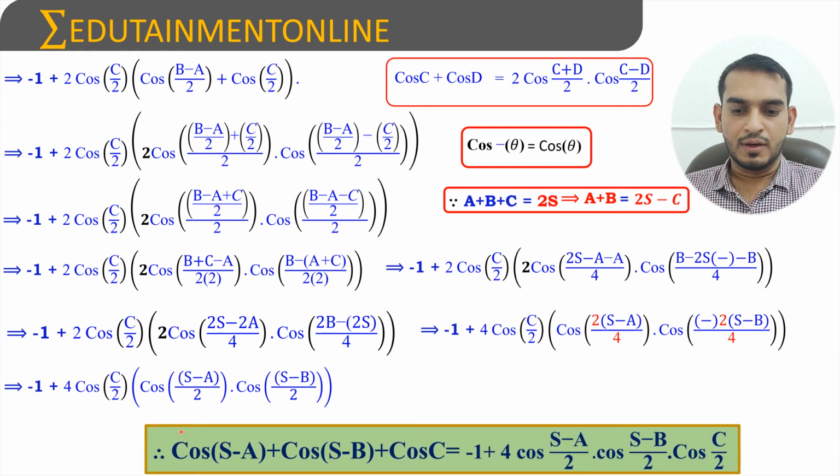Therefore, cos(s minus a) plus cos(s minus b) plus cos c is equal to minus 1 plus 4 cos((s minus a) by 2) into cos((s minus b) by 2) into cos(c by 2).